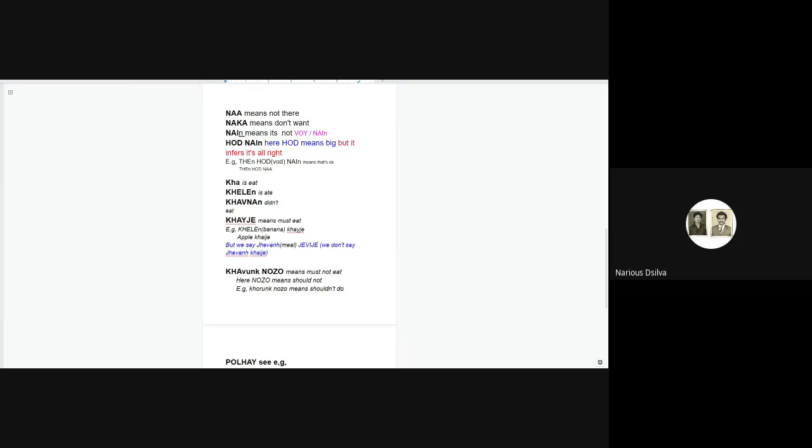Okay. Now, the next word that I have highlighted here is ka, a single letter pronounced as ka. Ka is eat. With a single letter, we convey a lot of meaning to a person, ka. But appropriately to tell, we say tunka. Tunka is you eat. Ka is eat. Tunka, you eat.